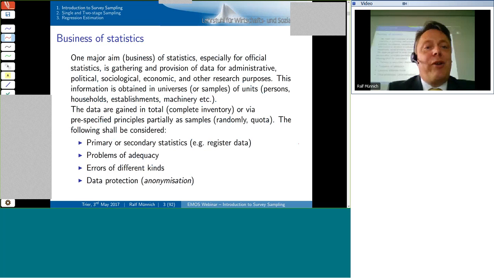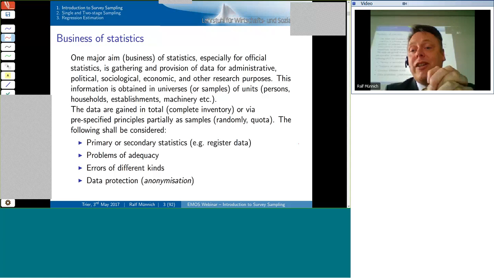If we talk about statistics, the major aim of statistics, especially official statistics, is the gathering and provision of data for administrative, political, sociological, economic, and other research purposes. This information is obtained in universes or samples of units: persons, households, establishments, and so on. The data are gained in total or via a pre-specified principle, partially as samples. That's the big issue. You see here already randomly and quota samples.